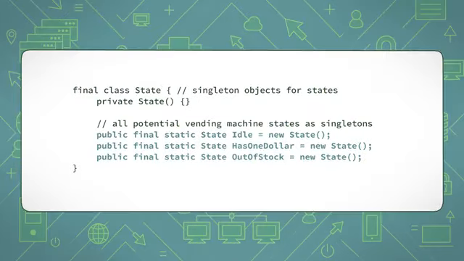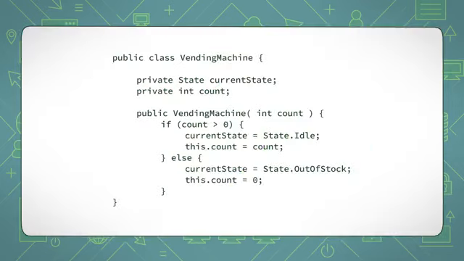Let's take a look at one way we can represent this in Java. First, we'll make some singleton state objects. We define our three states as new state objects. State.idle would denote the idle state, State.has$1 would denote the machine having $1, and State.outOfStock would denote the machine is out of stock. Our vending machine class would look like this in part.